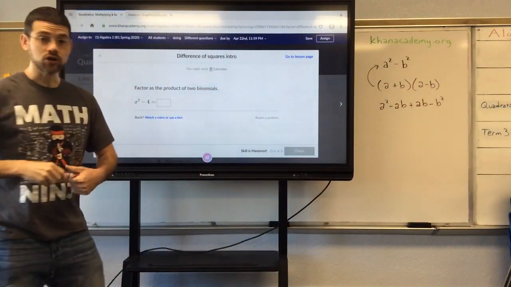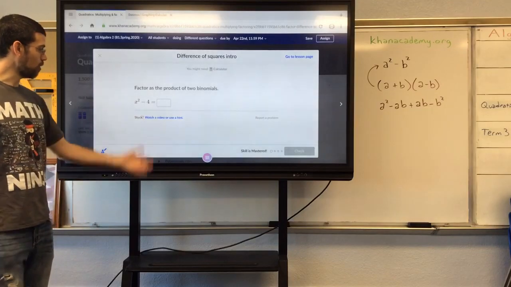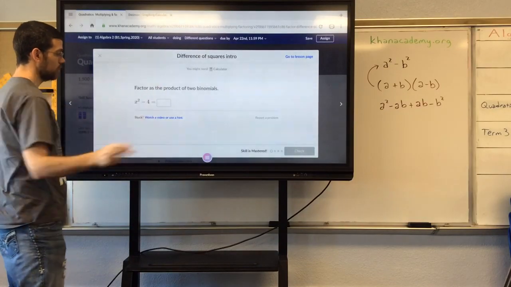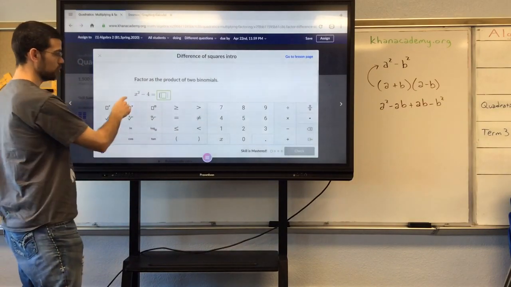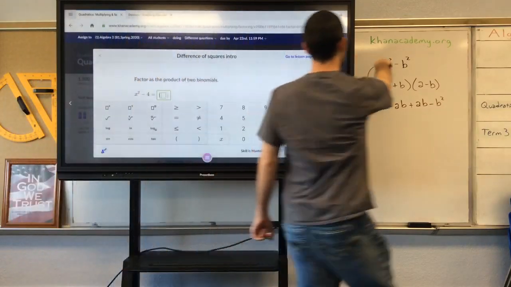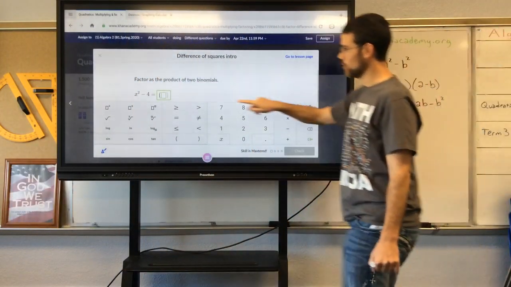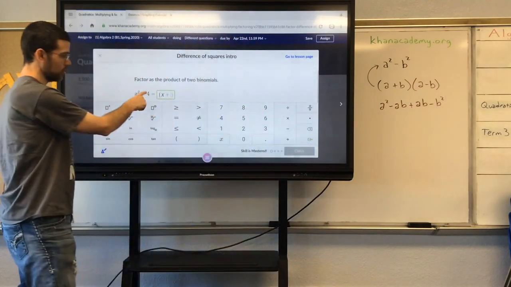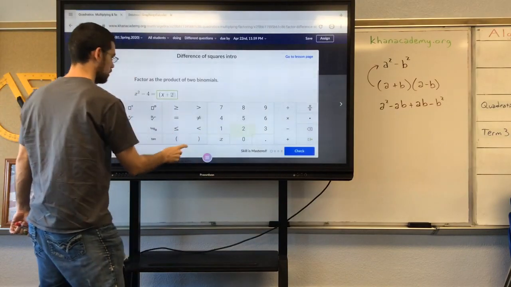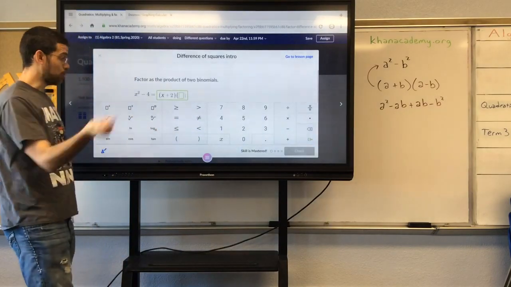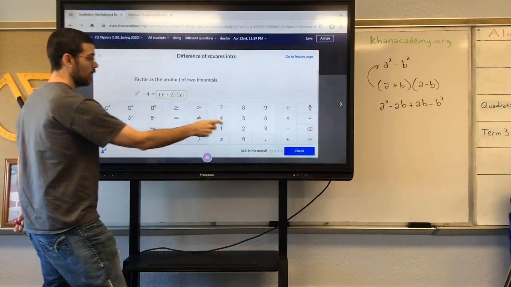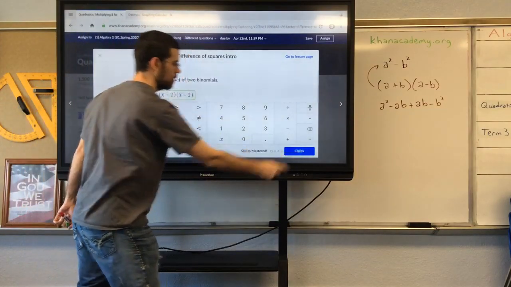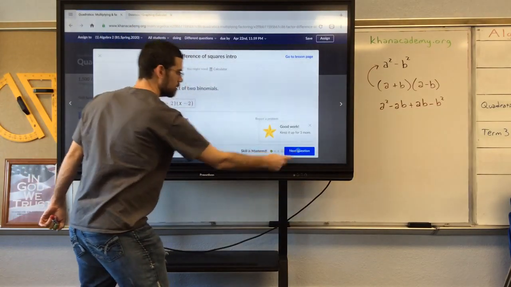So that works for any case, and this is a specific one where our first term is a variable and our second term is a constant. So we're going to have, in parentheses, the first term, the square root of that, right? Square root of a squared is a. So the square root of x squared is x. We're going to add the square root of our second term, which is 2. Then we're going to put the square root of our first term, and we're going to subtract the square root of our second term. And that one's done. All right, next one.